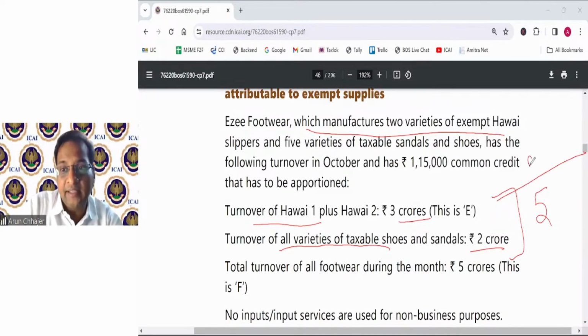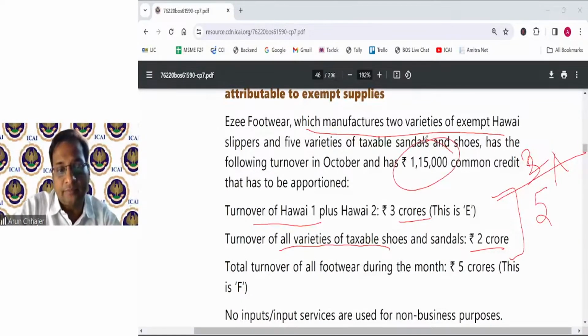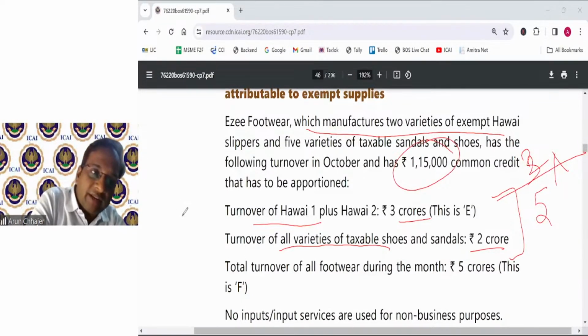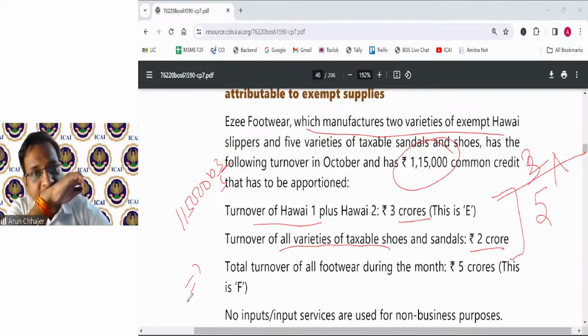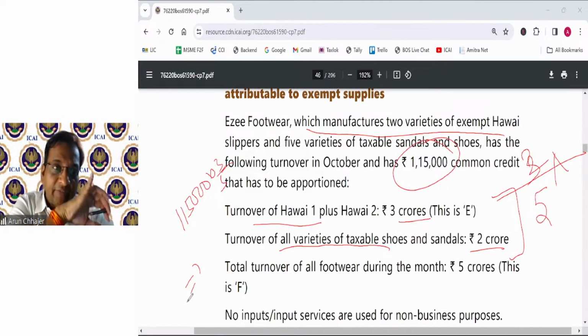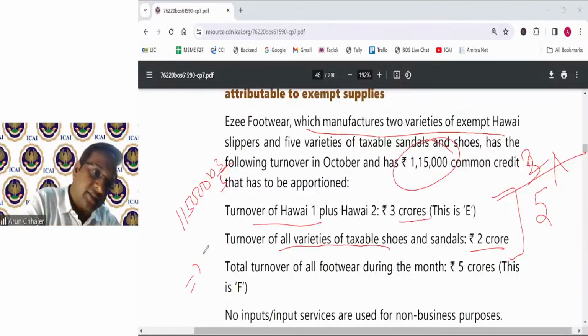And what is E? E is 3 crore, exempt supply. In this ratio, you will apportion 1,15,000. If you apportion 1,15,000 in the ratio of 3:5, can you calculate and tell me in the chat? Can you calculate 1,15,000 multiplied by 3 divided by 5? So 5 into 60% is 3, 60% of 1,15,000 is 69,000.